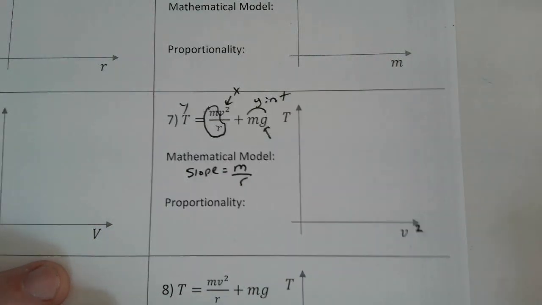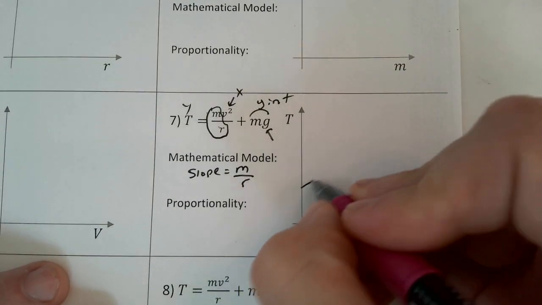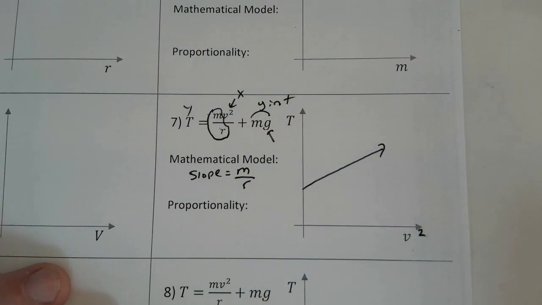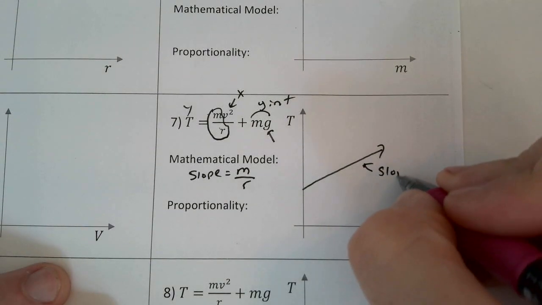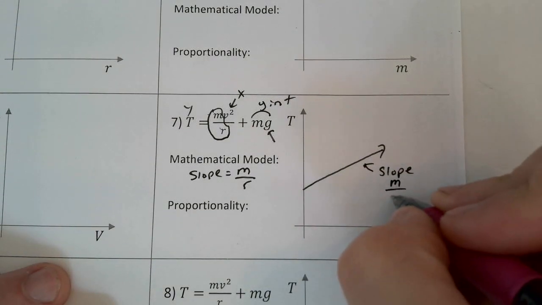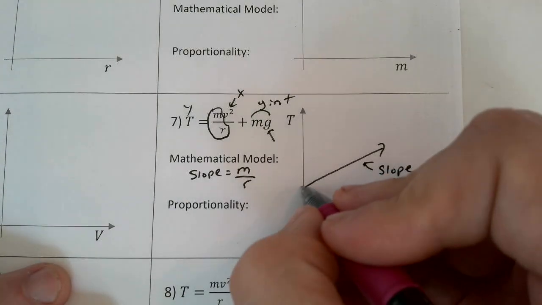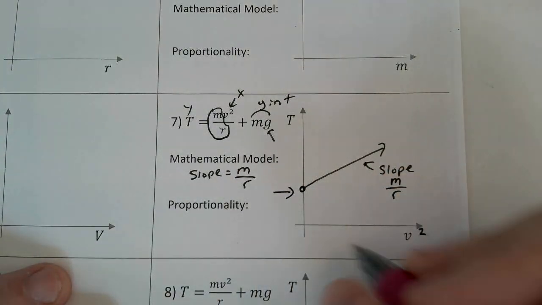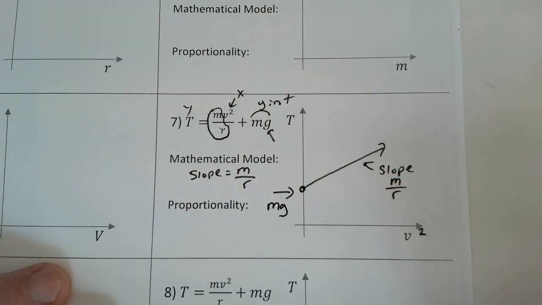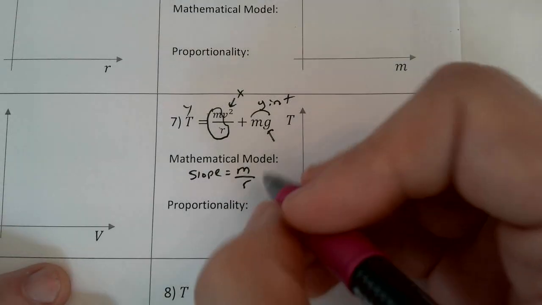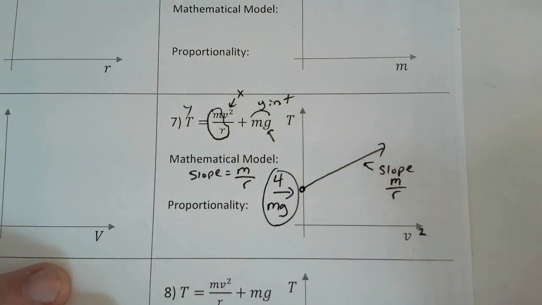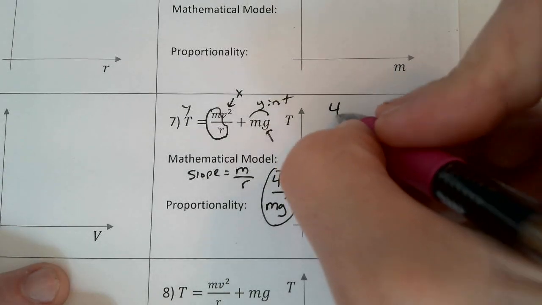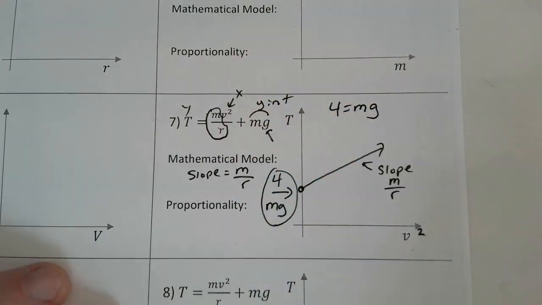Let's say we know what the mass is, and we graph it and we get a line, which I'm going to represent something like this. It could also be a negative slope, okay? Whatever that slope is equal to m over r. Whatever this y-intercept is equal to m and g. Now let's say that the y-intercept is, we'll keep it consistent, we'll say 4. Okay, so 4 is equal to mg.